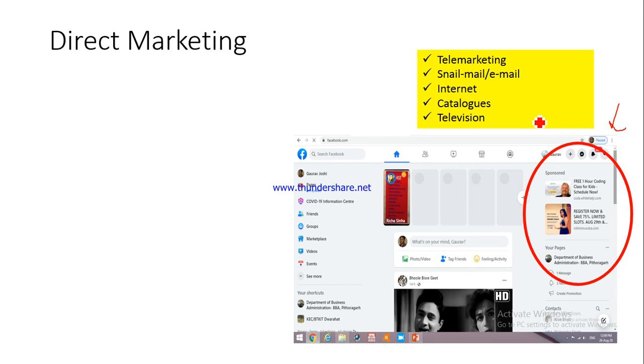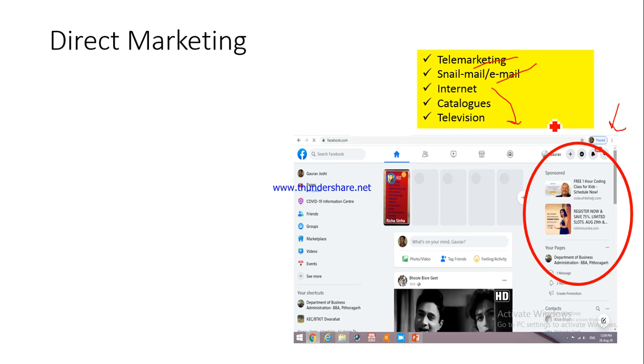So telemarketing and these are the various tools within direct marketing. You can make use of the telephone, you can send across the message directly to the prospective customer through mail or email. Now snail mail, the earlier version wherein you had to post a letter, was known as snail mail because the speed was relatively slow compared to the email that is in vogue nowadays. And then we've got the internet. You have seen this example here.